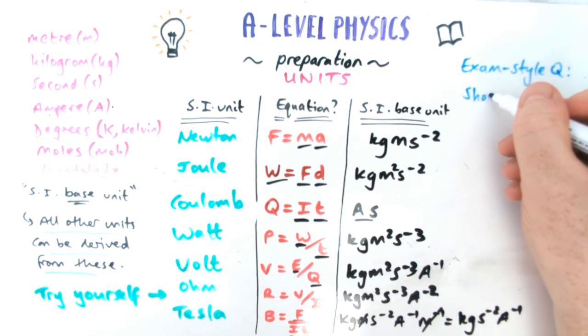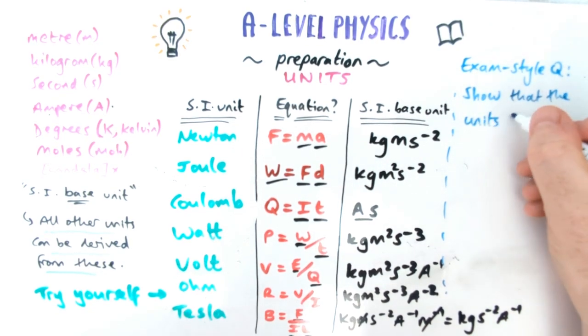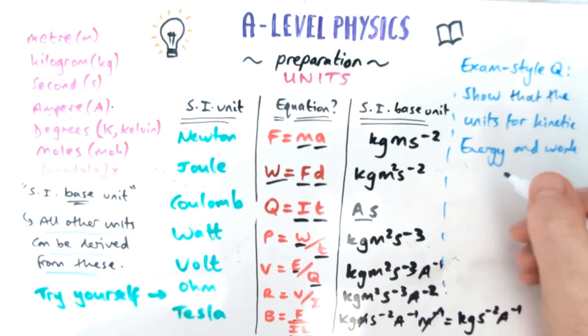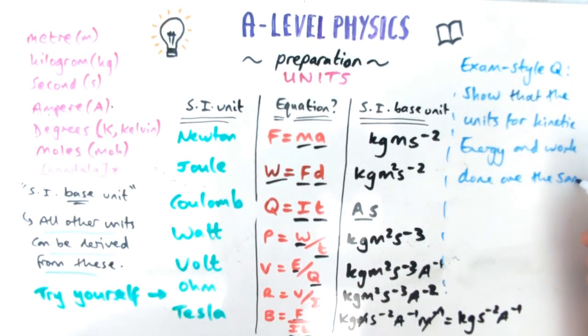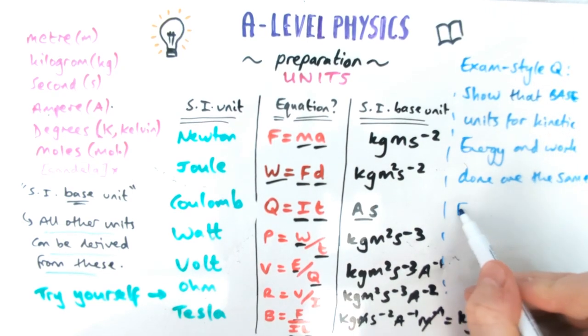Now, how would this come up in exam questions? It can be multiple choice, it can be like a show question. I'm going to go through one question with you, which is a kind of show that units are consistent. So the one they're going to look at is: show that the units for kinetic energy and work done are the same. Now I'm going to say base units just to make sure we're using those base units.